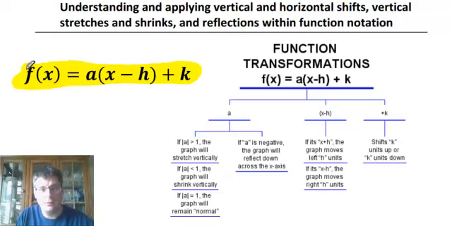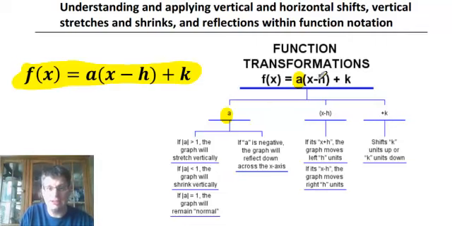And so if we're dissecting what this means, the a value here is, if the absolute value of a is greater than 1, it'll stretch vertically. If the absolute value of a is less than 1, it'll just shrink vertically, also a vertical compression. Terms are interchangeable. And if a is equal to 1, then it will remain normal. So if a is a negative number, then it will reflect across the x-axis.